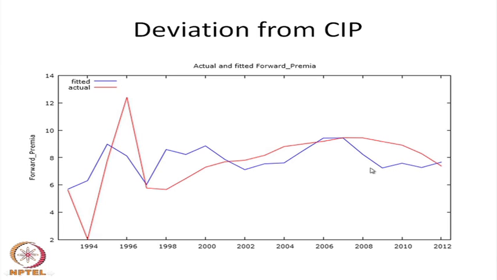This indicates that though the deviation from the parity is there, it is declining over the years, which means the Indian market and the US market are moving in tandem to reduce the arbitrage opportunity between the forex market and the money market. However, covered interest parity does not hold in the case of India, and the deviation is still there, though it is declining over the years.